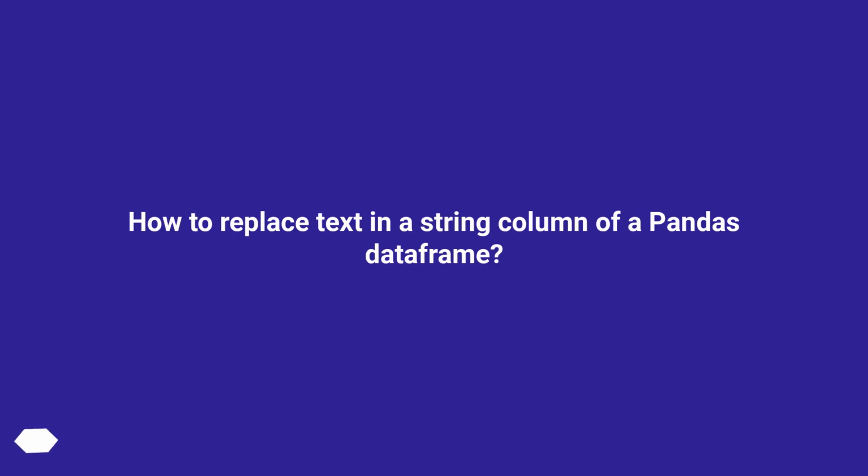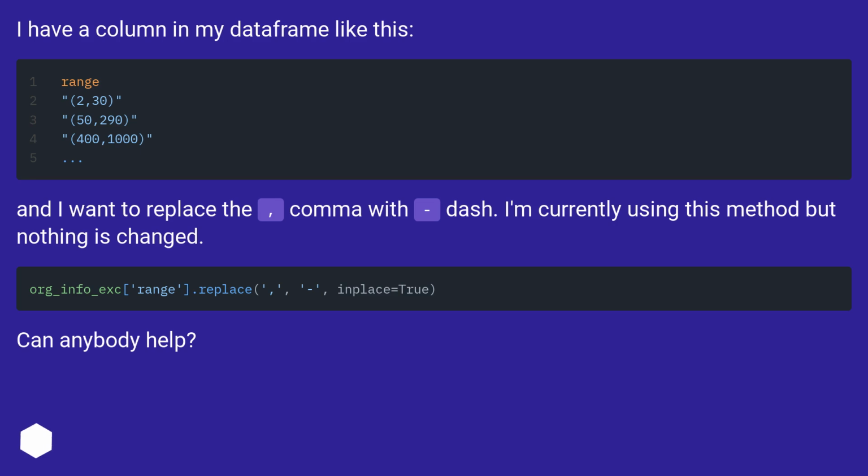How to replace text in a string column of a Pandas data frame? I have a column in my data frame like this, and I want to replace the comma with dash. I'm currently using this method, but nothing is changed. Can anybody help?